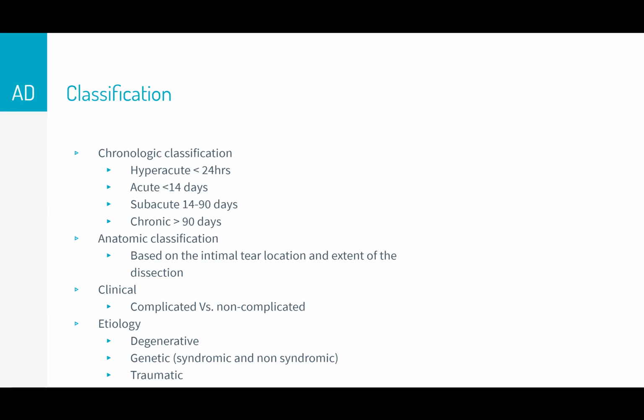Regarding the classification, the question Dr. Abdulaziz asked, a recent article was published by the Society of Vascular Surgery and Society of Thoracic Surgeons about the new classification of aortic dissection. This was in 2020. They divided it as hyperacute, acute, subacute, and chronic. Hyperacute, less than 24 hours; acute, 1 to 14 days; subacute, 15 to 90 days; and chronic, more than 90 days.